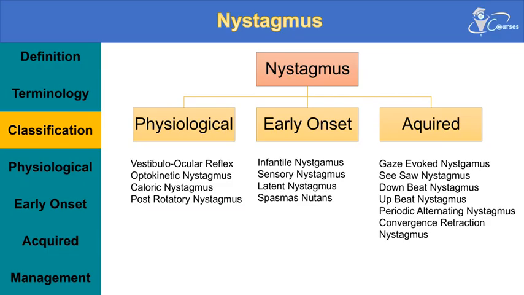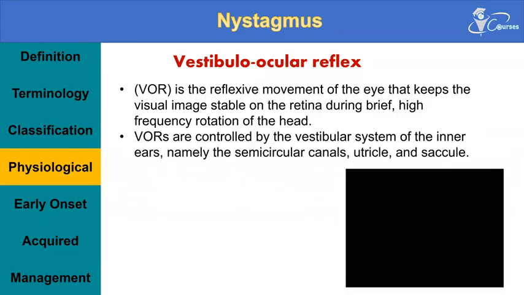Okay, so let's now overview these kinds of nystagmus. If you are just reading them alone, they will be very painful. So let's try to break them down, understand them, and know the differences between them. First of all, starting with the physiological, we will talk now about the vestibulo-ocular reflex. The vestibulo-ocular reflex is a reflex movement that keeps the visual image stable on the retina during brief or high frequency rotation of the head.